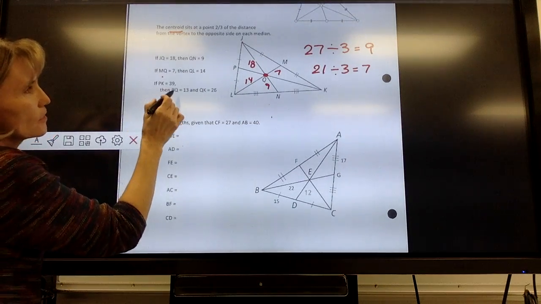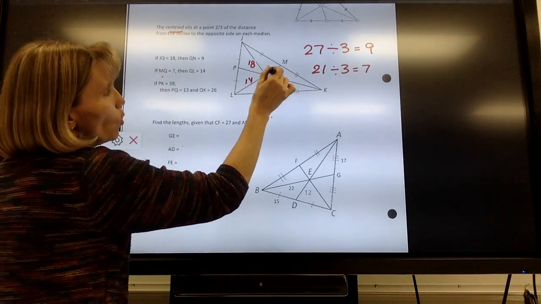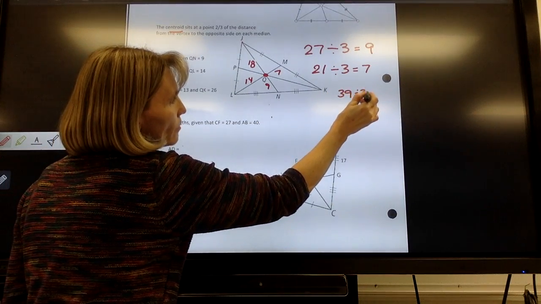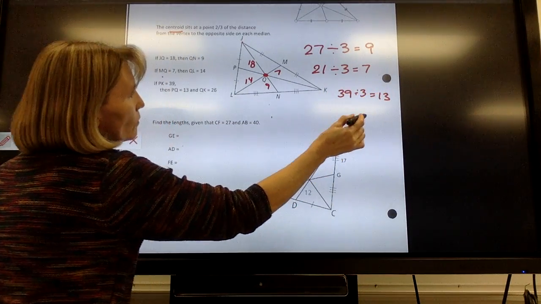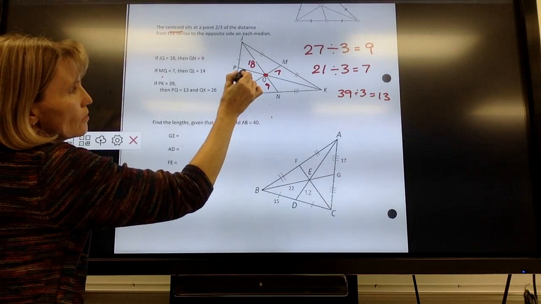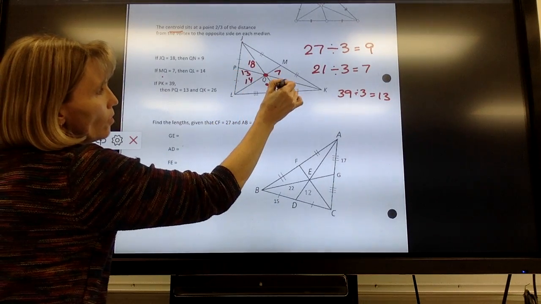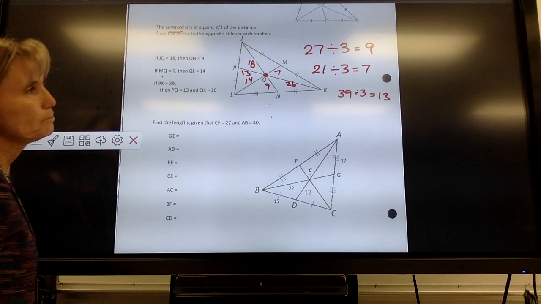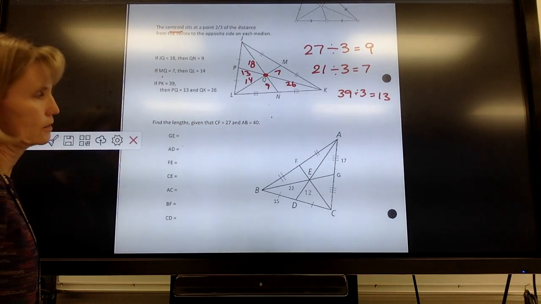And then lastly, it says if PK is 39, so this whole distance is 39. If I divide that by 3, I get 13. That means the shorter piece here is 13, and the longer piece would be double that, or 26. That's how a centroid works.